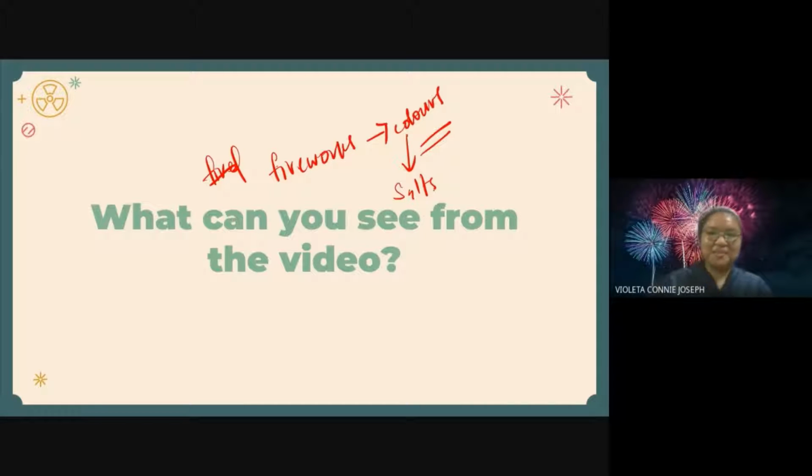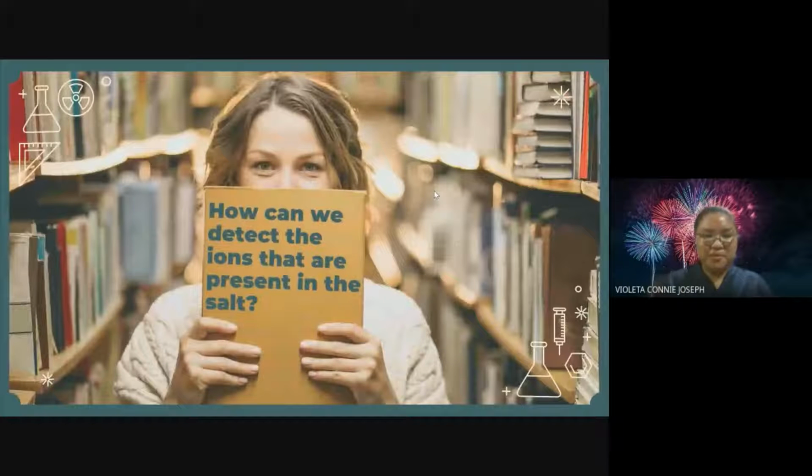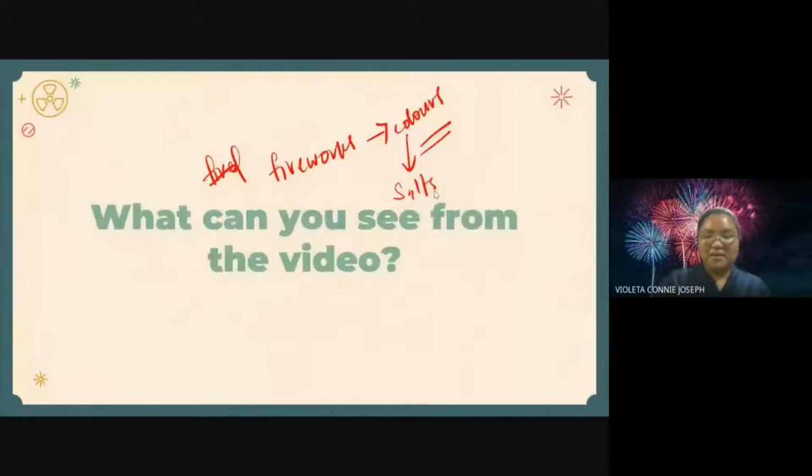Okay, so, but to know which salt is used to create those colors, this is why we need to know how we can detect the ions that are present in the salt. So basically, okay, the salts here, we can actually know what salt is used without even going to the factory and then seeing, oh, the salt yang kena guna is actually cobalt or actually copper, macam tu.